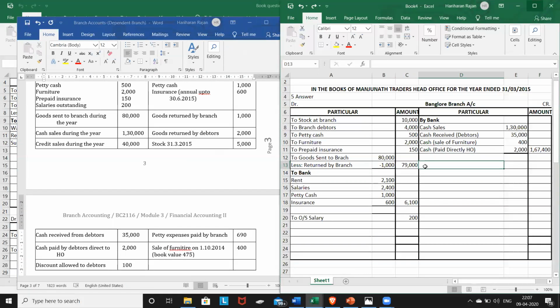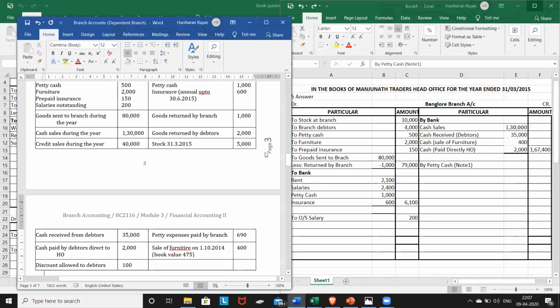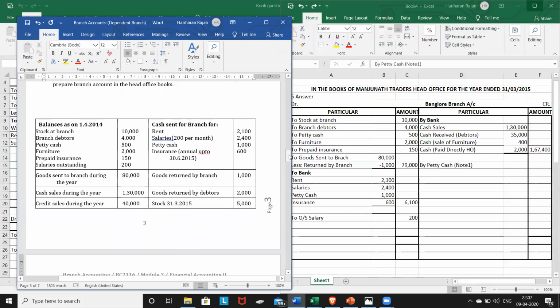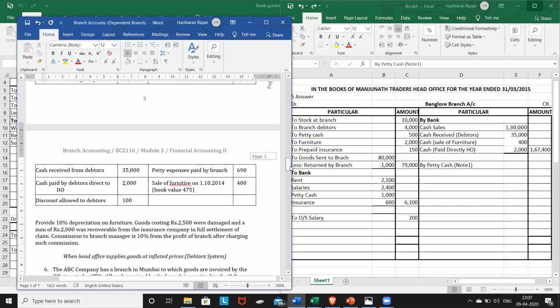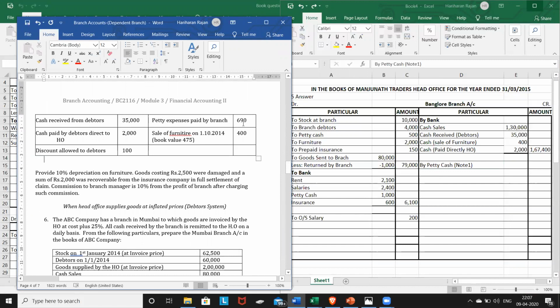Let's go to the next one. Petty cash. So let's see what is the adjustment related to the petty cash. We have opening 500, received from the head office 1,000, so totally 1,500 minus 690. It has been utilized. So let us find out the closing balance.